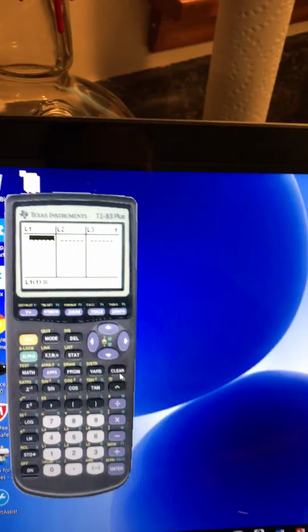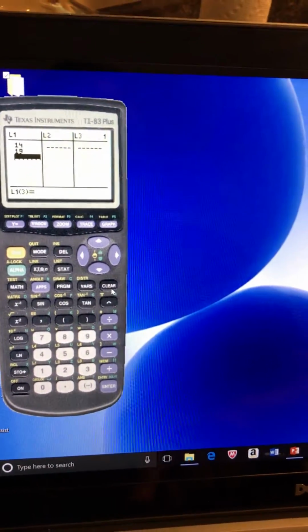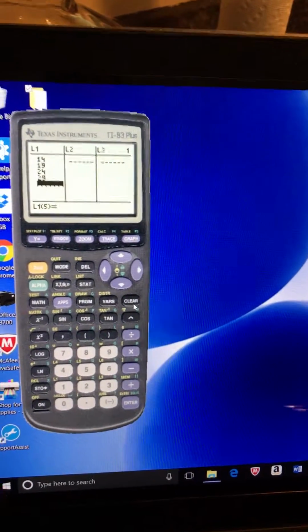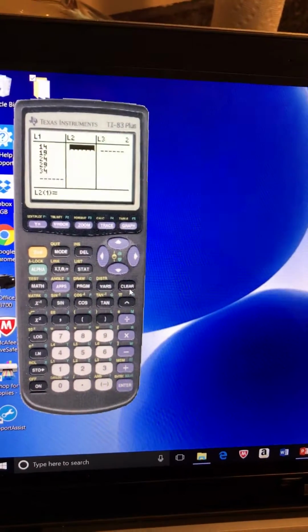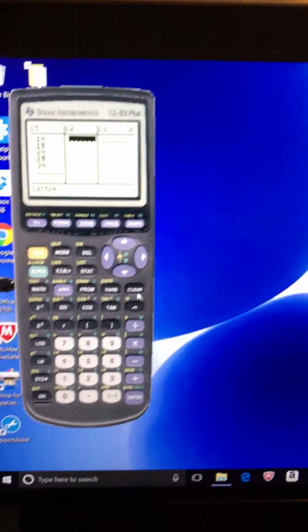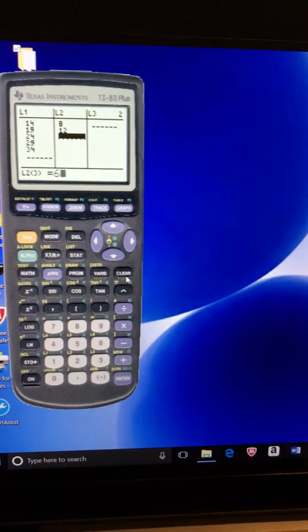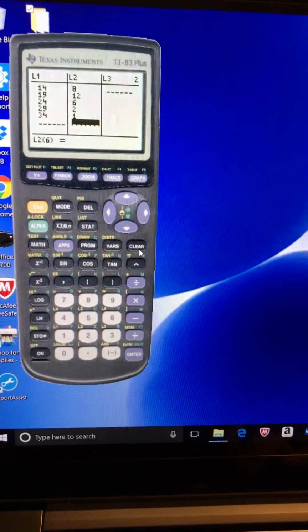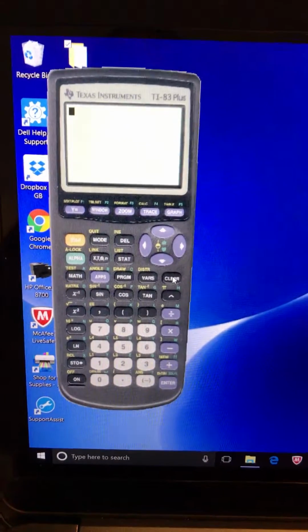So type in your midpoint. So we got 14, 19, 24, 29. Oops, sorry. Can't look and hold the video thing. 34. Then go over to L2 and type in your frequencies. So 8, 12, 6, 2, and 1. And again, when you're done with that, hit second mode, get out of there. And I'm going to clear all this off so that we can have a clean screen.